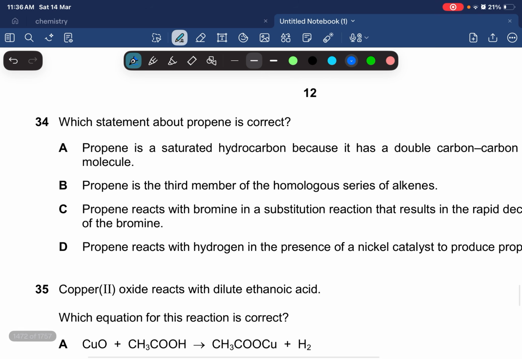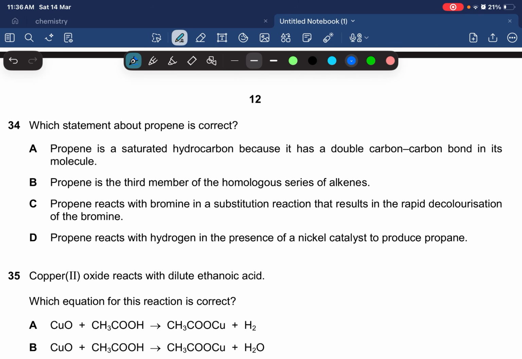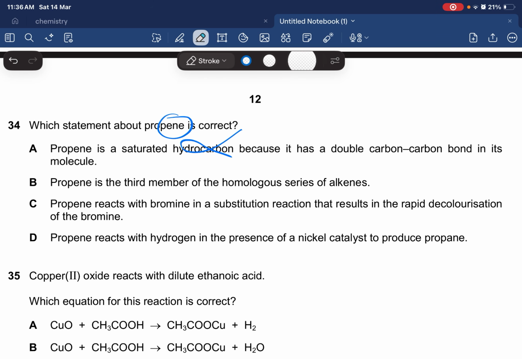Which statement about propene is correct? Propene is saturated, not unsaturated, it's ene. Propene is the 3rd member of alkenes, yeah. No. I just fell into the trap. It's the 2nd member because we don't have any methane. Remember, the examiner is trying to trick us. So it's the 2nd member.